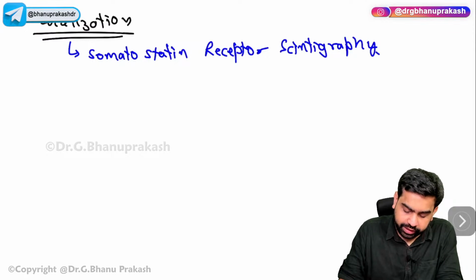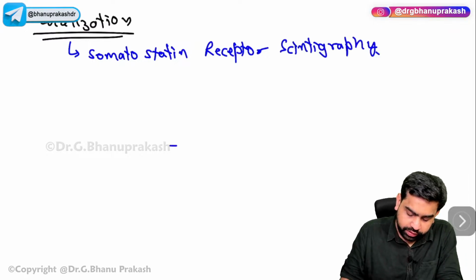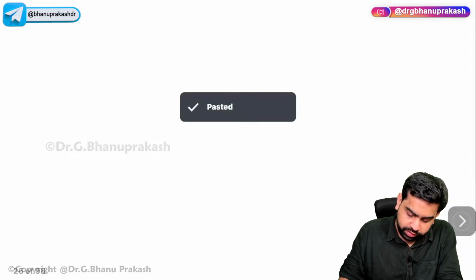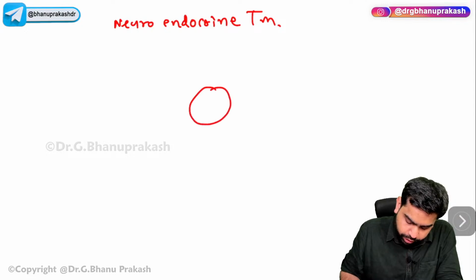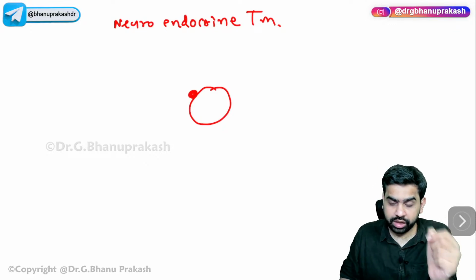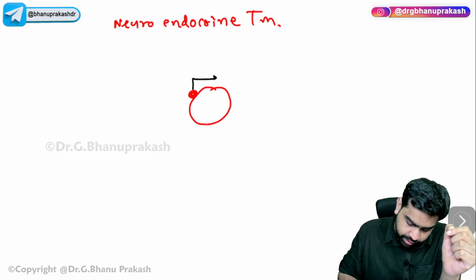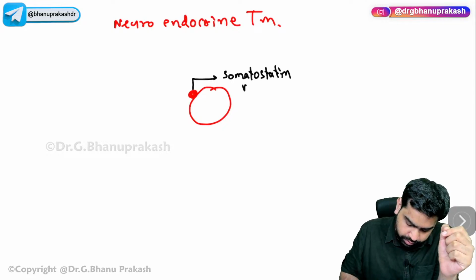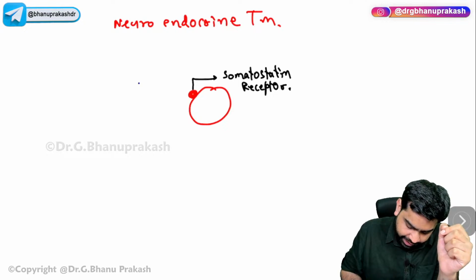What you need to understand is that in our body, whenever there is a neuroendocrine tumor, all these neuroendocrine tumors have one particular characteristic: they have a receptor over them. What is this receptor? This receptor is called the somatostatin receptor. Now, we have antibodies.